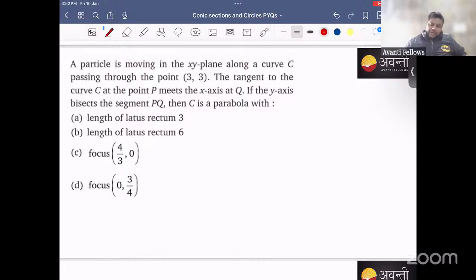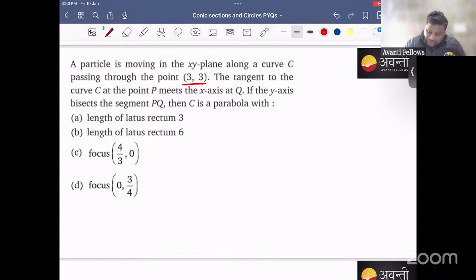Now see, a particle is moving in the xy plane along the curve C passing through the point 3, 3. So later on we'll make it pass through 3, 3. Tangent to the curve C at point P meets the x-axis at Q.